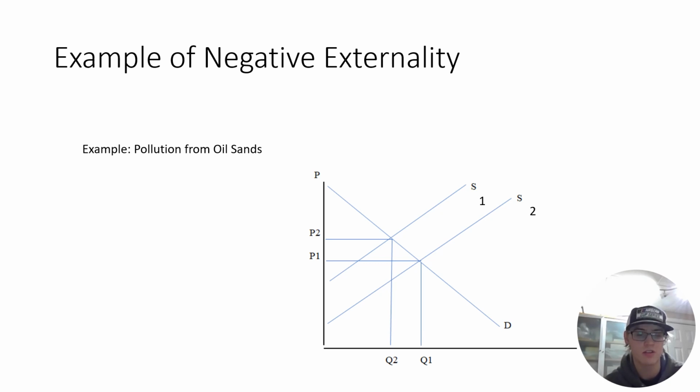Without considering the external cost, the market will generate an equilibrium price of P1 and a quantity of Q1. If we include the external cost, the equilibrium now becomes P2 and Q2. This also shifts the supply curve to the left. A negative externality leads to an inefficient market because it leads to goods being overproduced and underpriced, as shown by the graph.